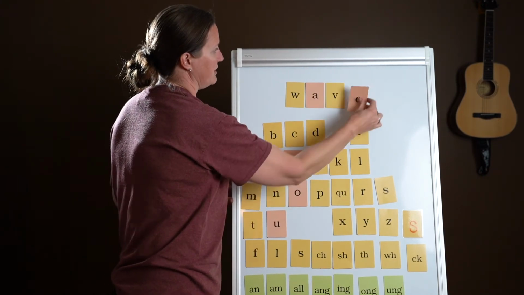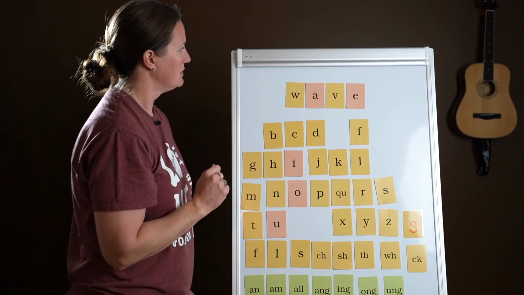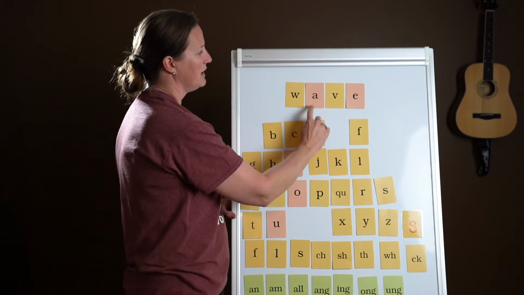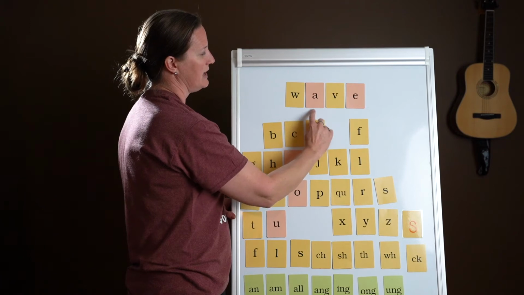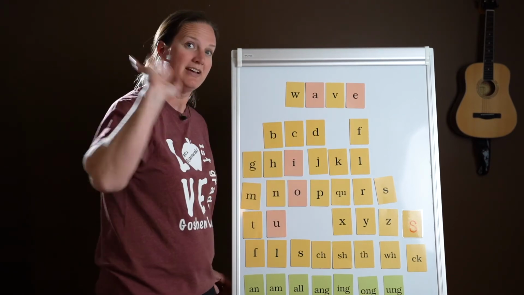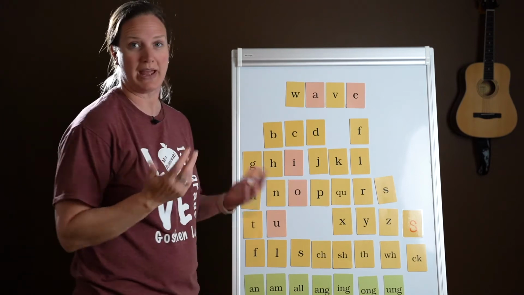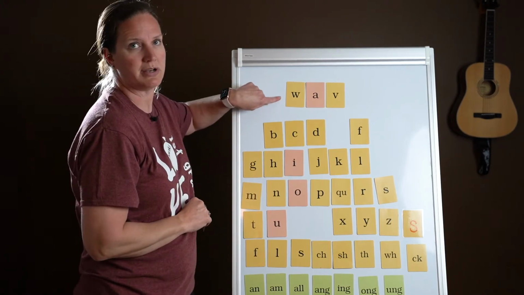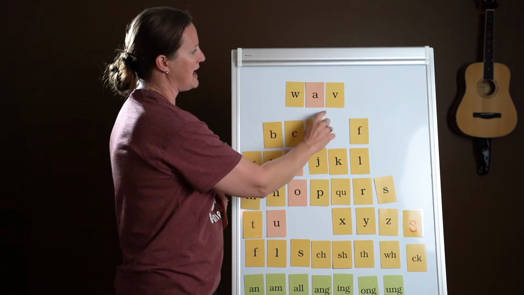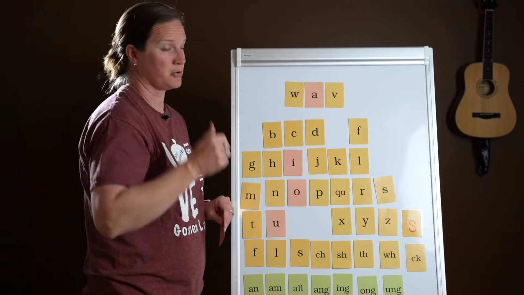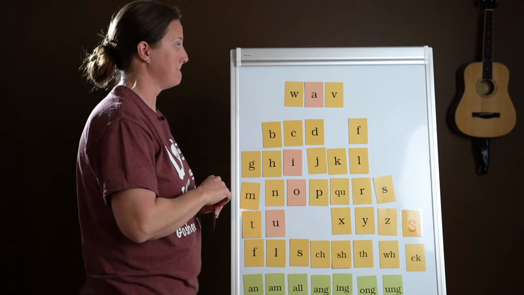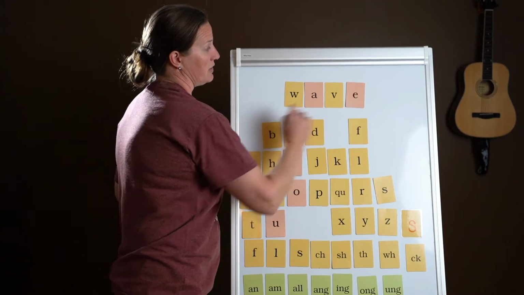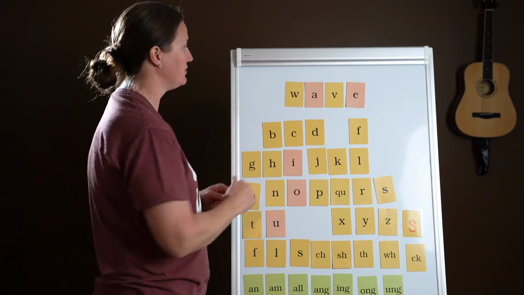All right. Let's try one more. And I want to add that magic E on the end as well. All right, boys and girls, what word do we have? Wave. Wave. Like I always wave to you, or like a wave in the ocean. Let's take this E off and see if that's a real word or a nonsense word. Wav. Wav. Real word or nonsense word? Yep, that's a nonsense word. We can change our nonsense word to a real word, wave. Awesome job, boys and girls.